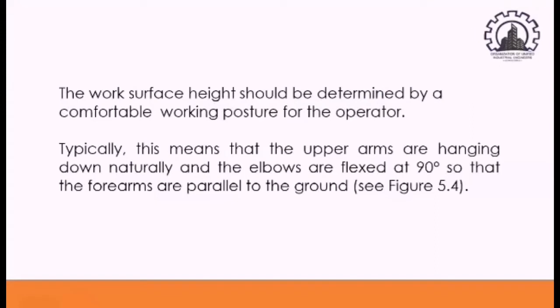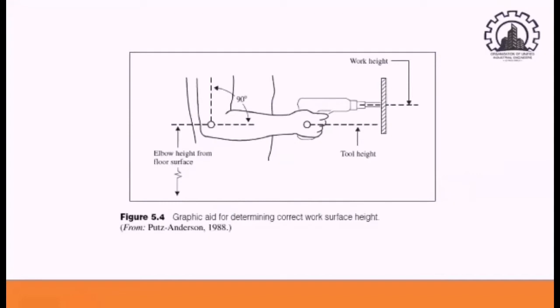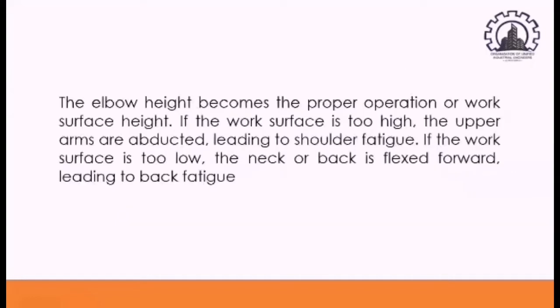The work surface height should be determined by a comfortable working posture for the operator. Typically, this means that the upper arms are hanging down naturally and the elbows are flexed at 90 degrees so that the forearms are parallel to the ground. In figure 5.4, we can see that the upper arms are hanging down while the elbows are flexed at 90 degrees so that the forearms are parallel to the ground. The elbow height becomes the proper operation or work surface height.